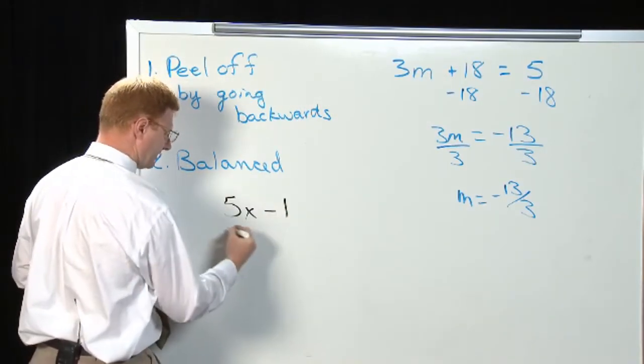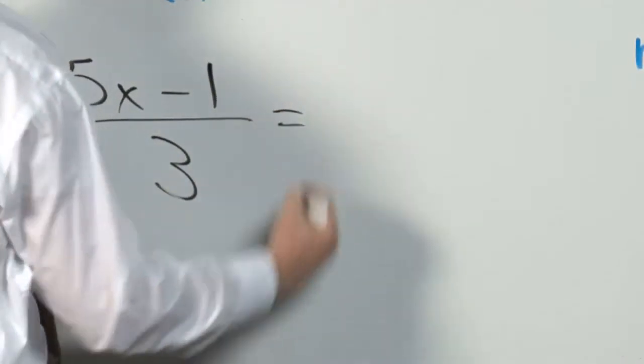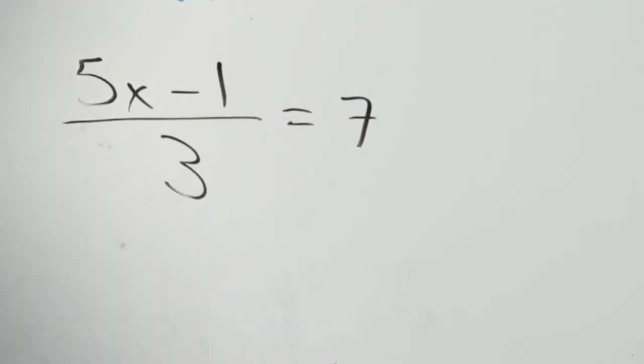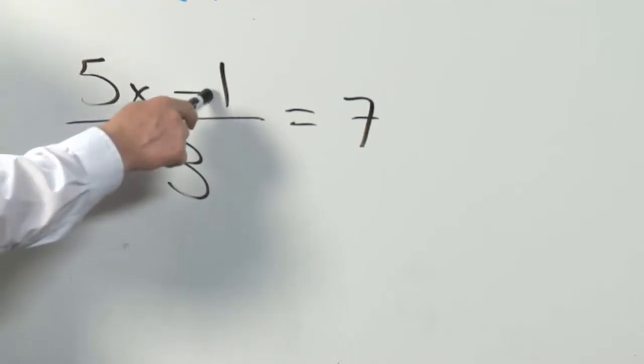5x minus 1 divided by 3 equals 7. Ooh. We've got a little bit bigger problem. What are we going to do here? We want to get rid of the 3 first, then the 1, then the 5.